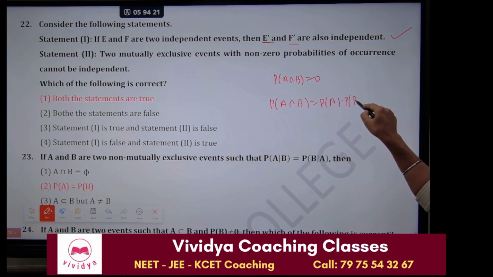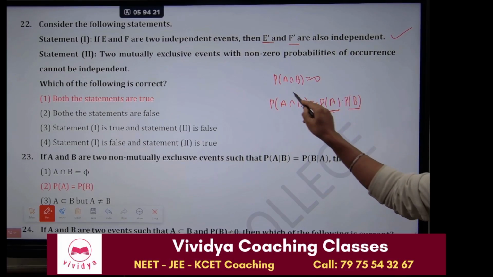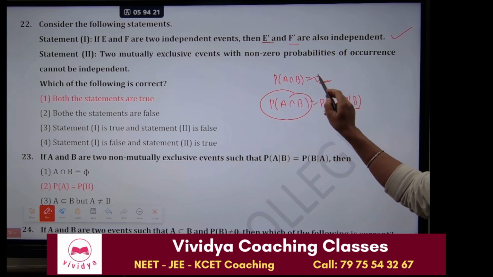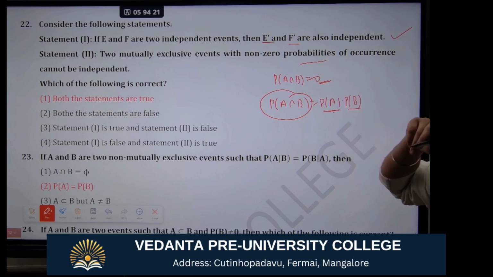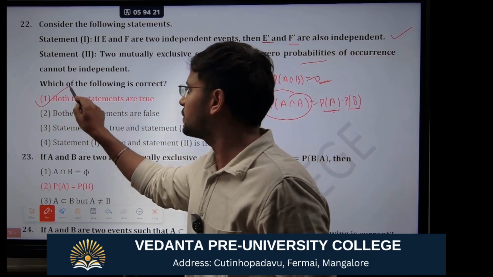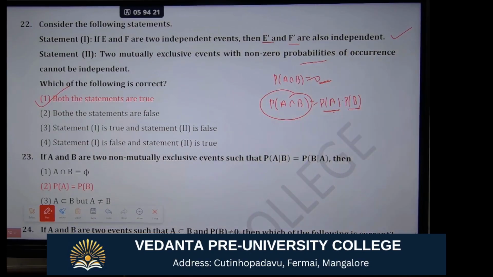So two mutually exclusive events with non-zero probability cannot be independent. Non-zero probability means these have to be some non-zero values, and this is coming 0. So obviously this statement, two mutually exclusive events cannot be independent, is also true. So both statements are true. So option number 1.